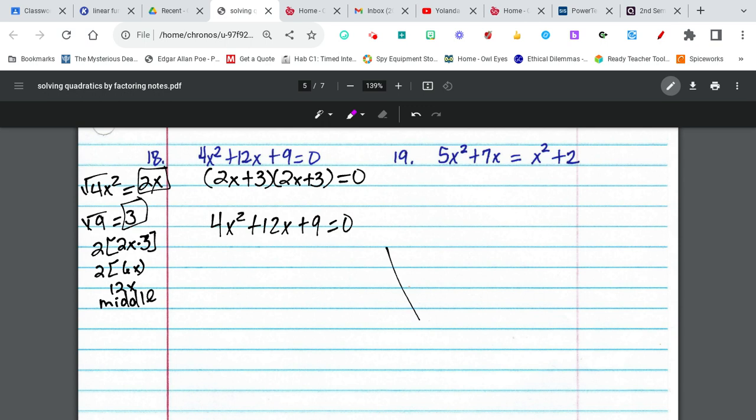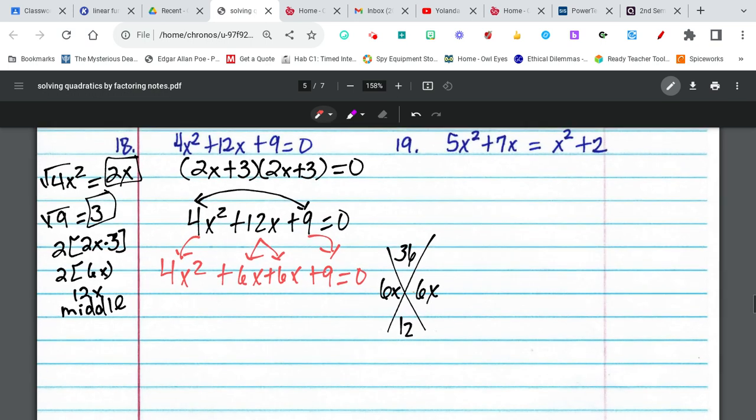You may have used the harder x, where you multiply a times c and got 36. You still use the 12. So that would just be 6x and 6x to break up the 12x. Some of you may have done that, and you brought this down: 4x squared, break up the middle, positive 6x, another positive 6x, and then you brought that down.